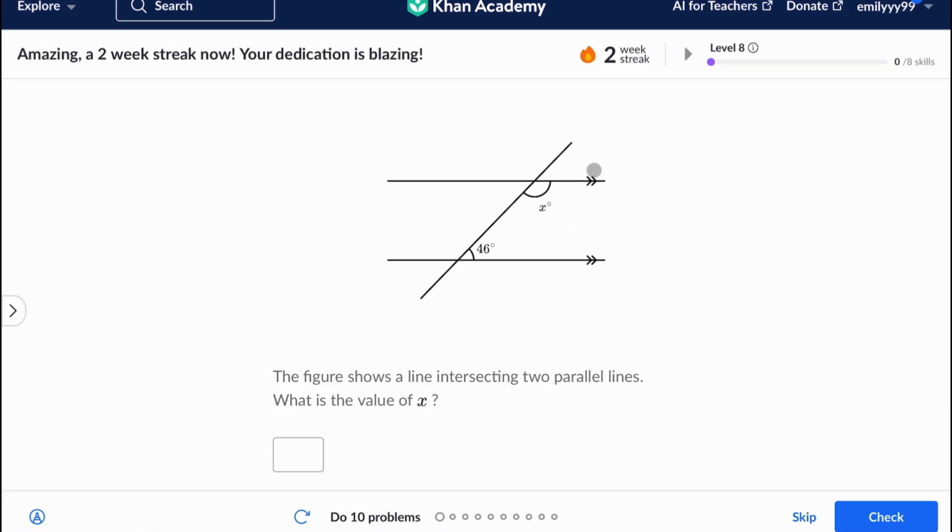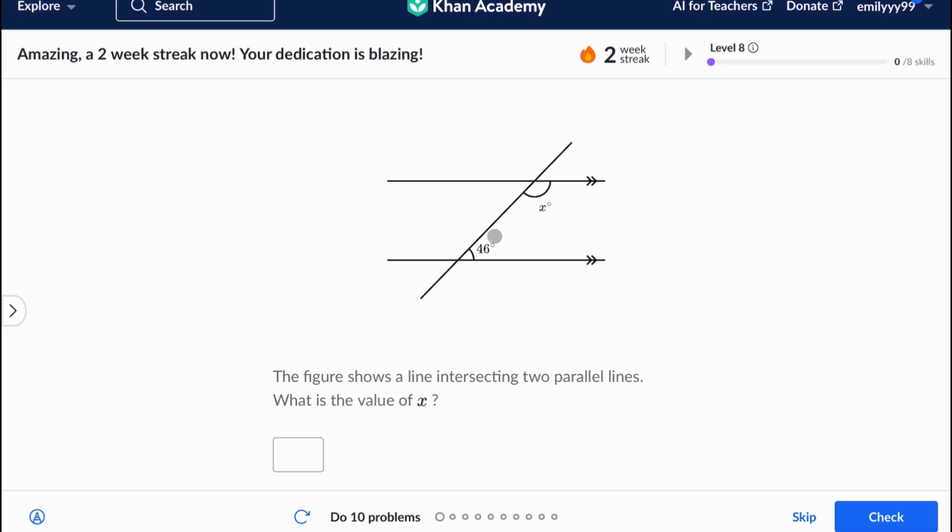So the lines that have an arrow are the parallel lines, and this right here is the transversal. And so we have to memorize the things about transversals and parallel lines. I actually have a video on this, so you can go check that out if this topic stumps you.